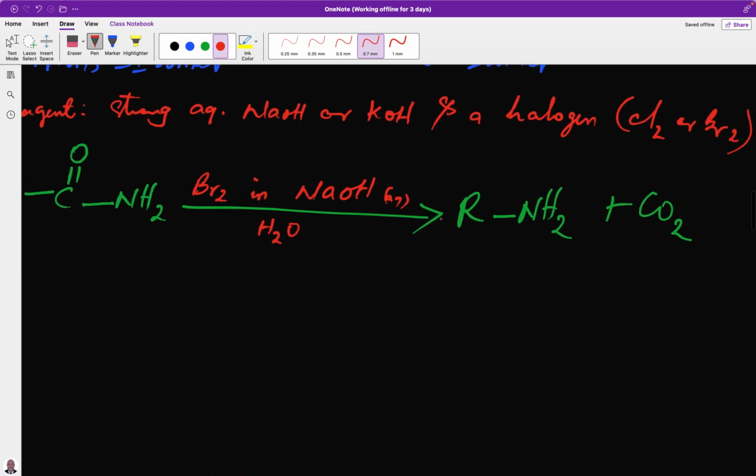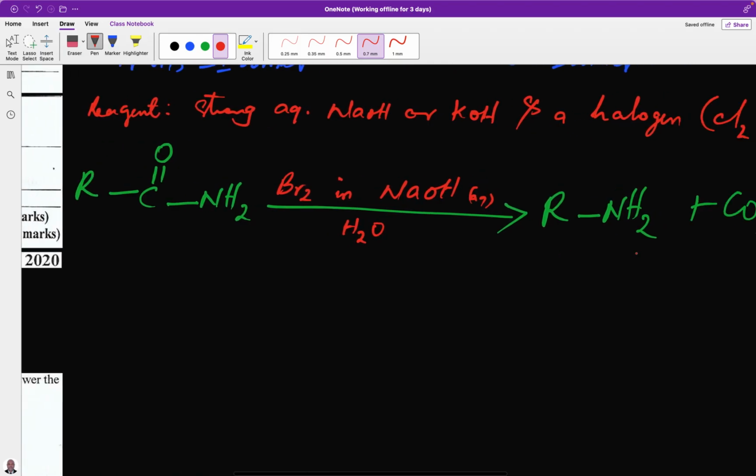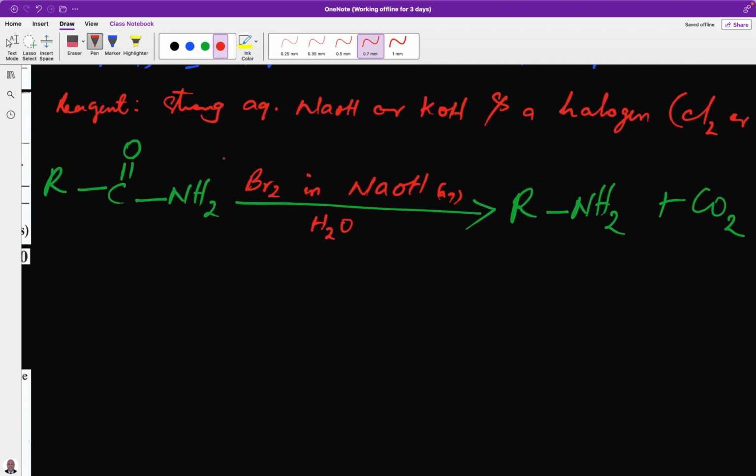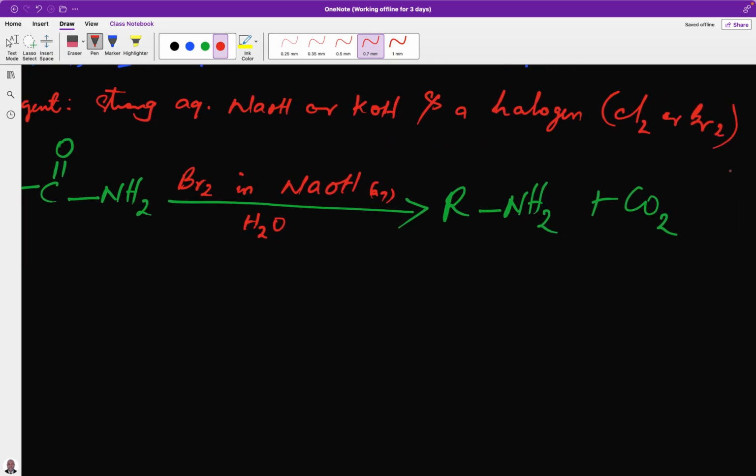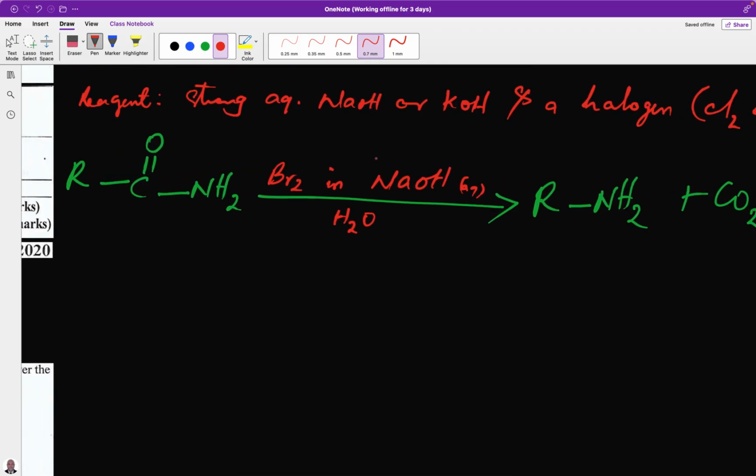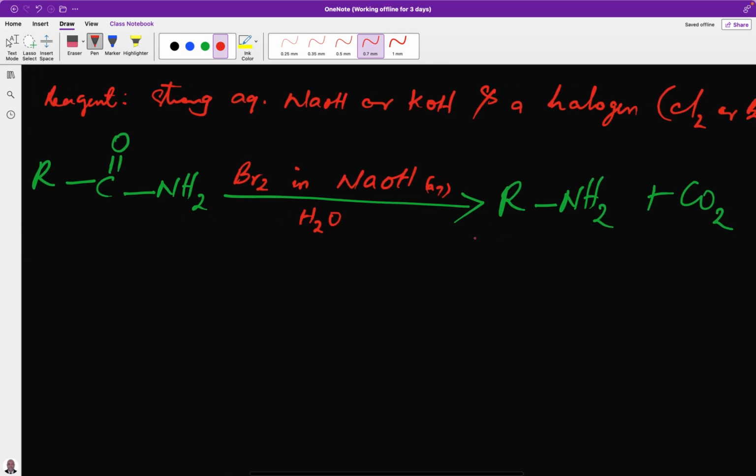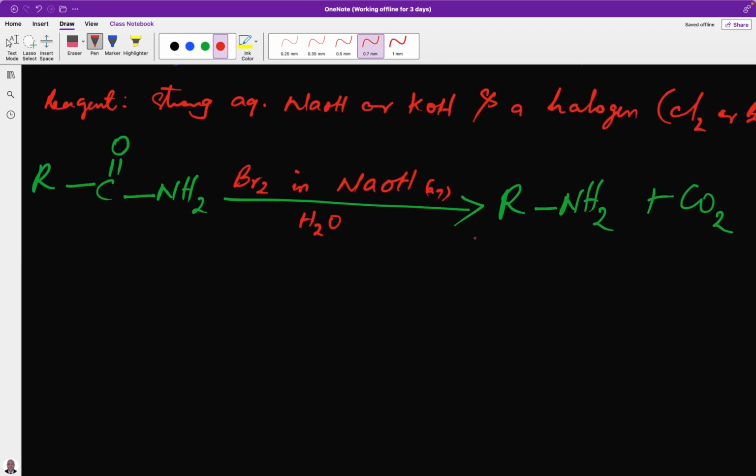And you have a primary amine, and carbon dioxide is being released. So that is just what you do. The condition is a strong aqueous sodium hydroxide or potassium hydroxide, and bromine or chlorine. That's all. Then heat it to about 70 degrees Celsius. And this is the general equation. That's what you are supposed to do.